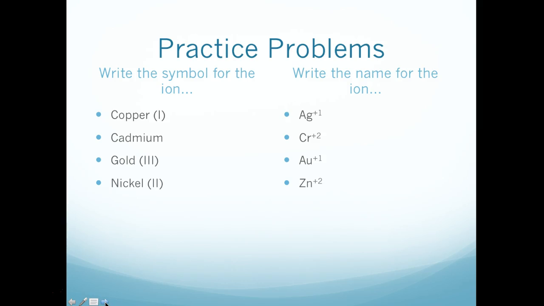So we have some more practice problems here. Again, on your piece of paper, what I'd like you to do is write the symbol for the copper 1 ion, cadmium, gold 3, and nickel 2. And I'd also like you to write the names for the ions that are listed on the right side of your screen. So once again, pause your video, complete this assignment, and when you're done, you can resume the video.